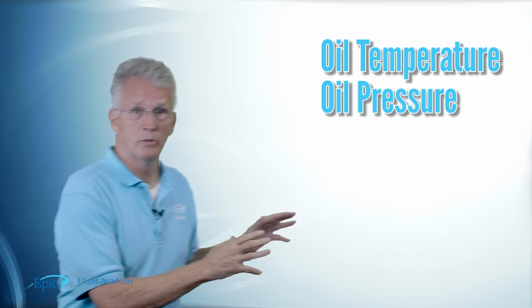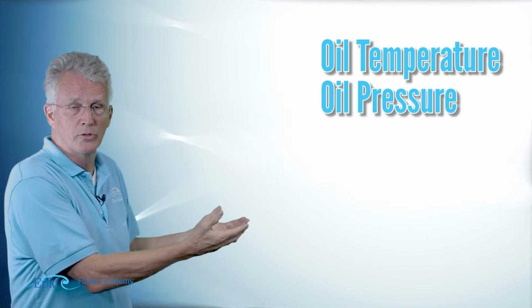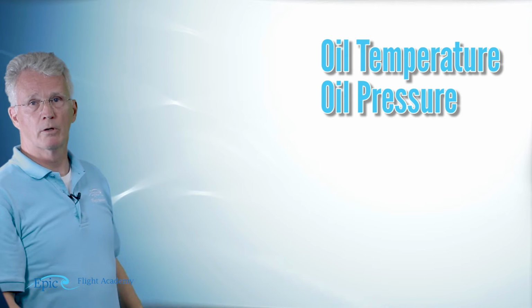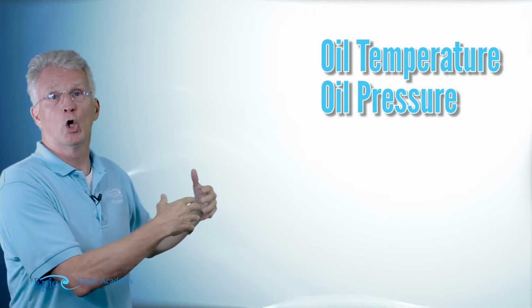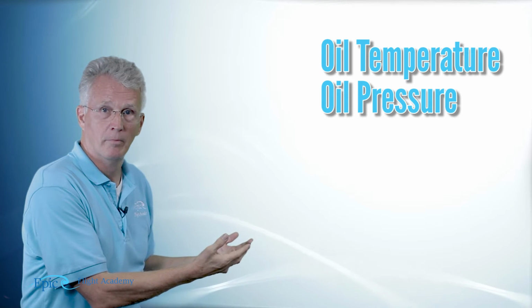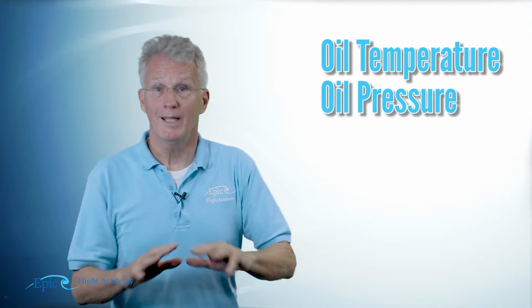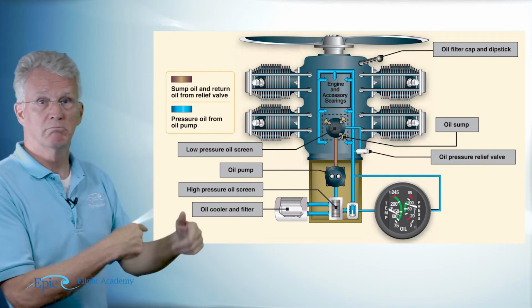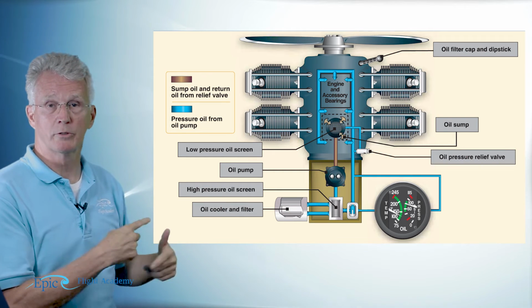and more downstream constrictions inside the engine or higher RPMs cause more resistance to flow, and pressure goes up. Less downstream constrictions or lower RPM provides less resistance, and oil pressure goes down. In any case, this pump here, it's just turning and burning. It's just moving fluid. It doesn't know what the pressure is.